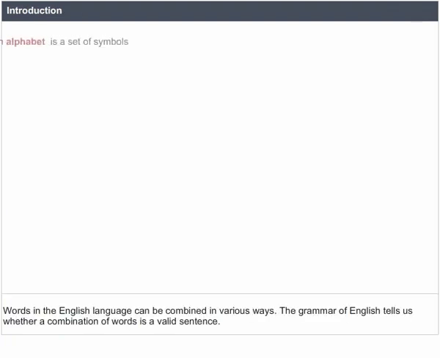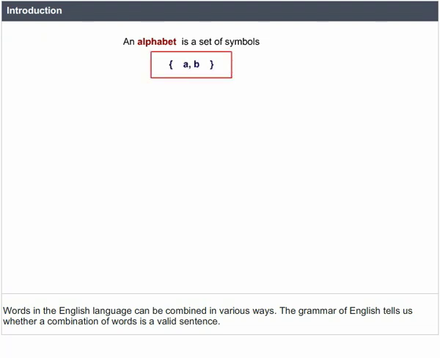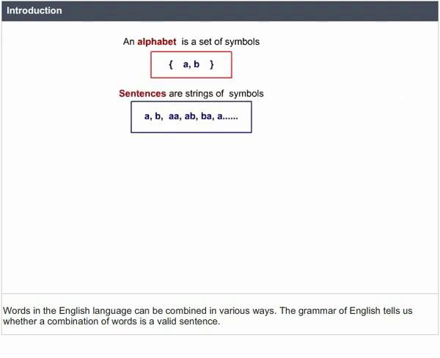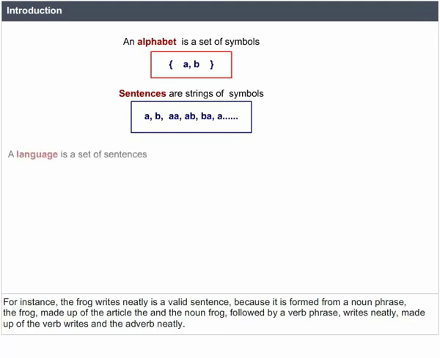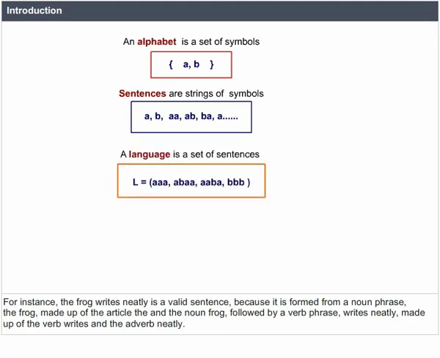Introduction. Words in the English language can be combined in various ways. The grammar of English tells us whether a combination of words is a valid sentence. For instance, the frog writes neatly is a valid sentence because it is formed from a noun phrase, made up by the article, the, and the noun frog, followed by a verb phrase writes neatly, made up of the verb writes and the adverb neatly.